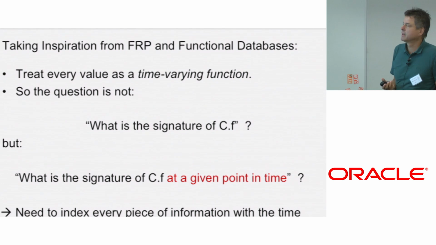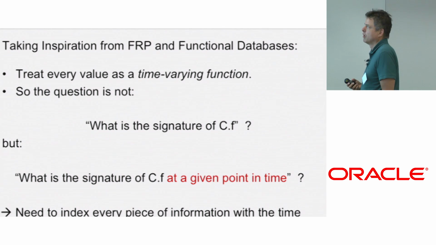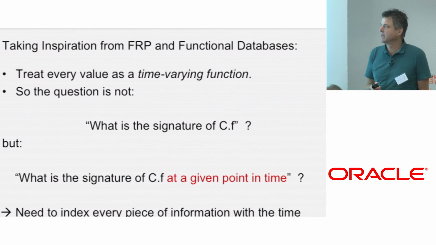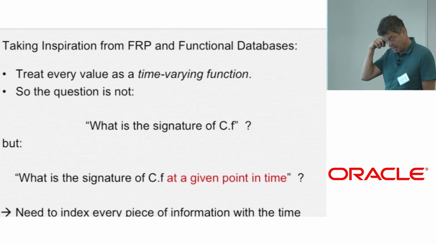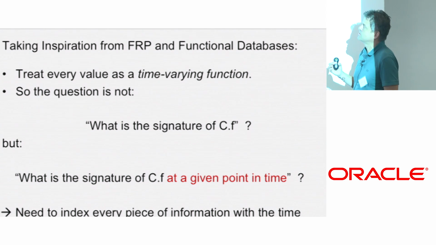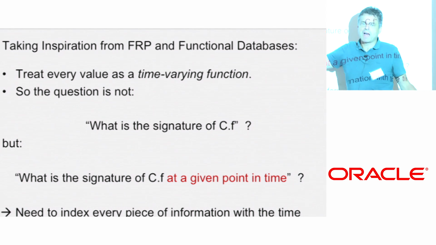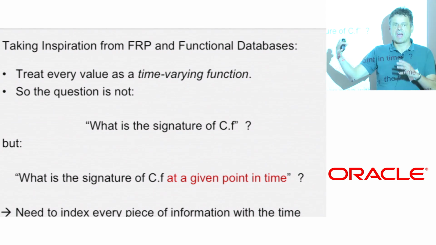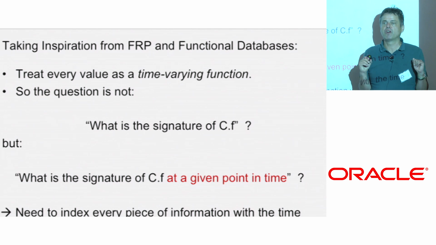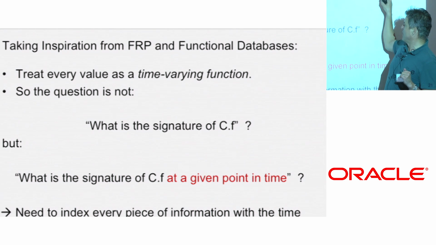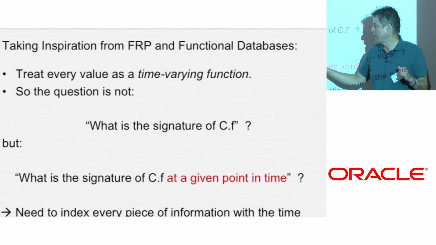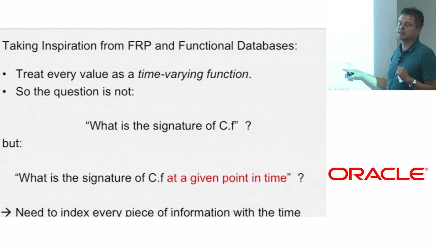So a most practical strategy takes inspiration from functional databases in that case, and also functional reactive programming. The two are actually quite similar. And that idea is to say, well, we treat every value, like the signature of f, as a time-varying function. We just model it directly to say, well, if we want to take the signature of f, c.f, then we have to ask, well, at a given point in time, what is the signature of c.f?